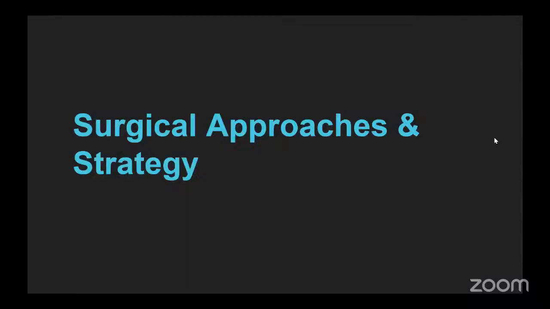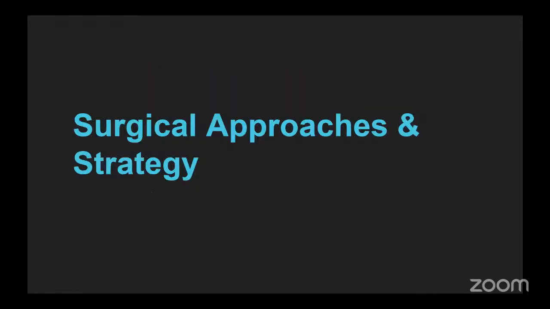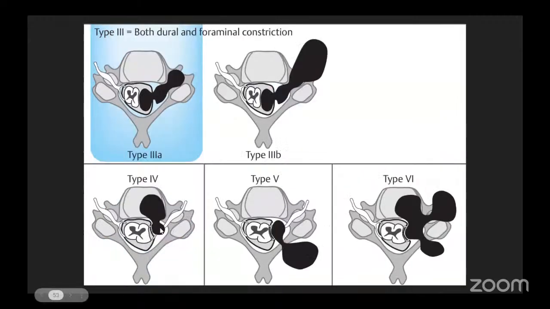Why is astrocytoma classification important? Because we want to understand the surgical approaches and the strategy. The posterior approach is a standard. Where is it applicable? Types 1, 2A, 3A, upper cervical 3B, and 6. Let me go back. This is 1, 2A, here, 3A, sometimes the 5 as well, and you are going to go posteriorly.